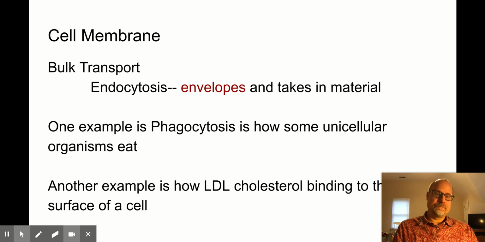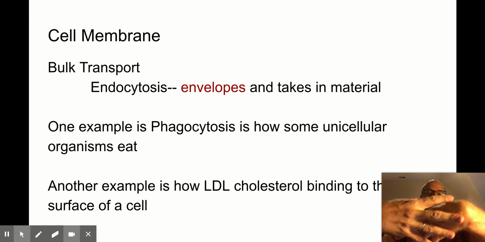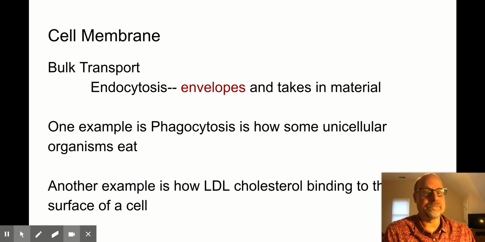As we continue on, we talked about how endocytosis is bringing something into the cell by wrapping the membrane around it and literally kind of enveloping it, giving it the hug of death. Phagocytosis is when it does that with a solid object, pinocytosis when it does that with liquid. A great example of this in the body is the way that LDL cholesterol is absorbed into the cells.